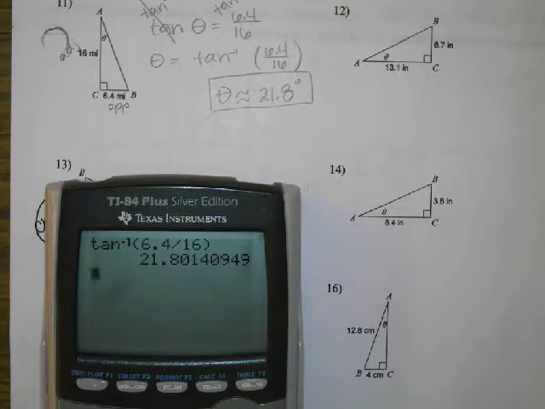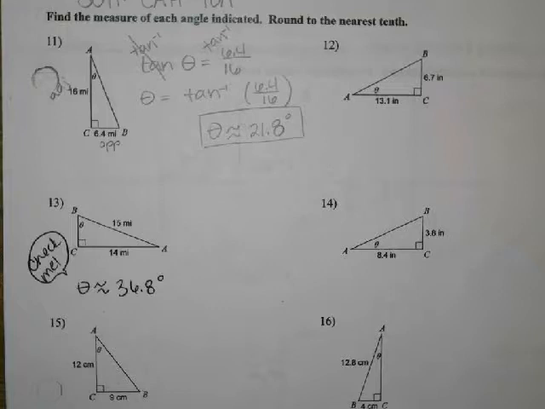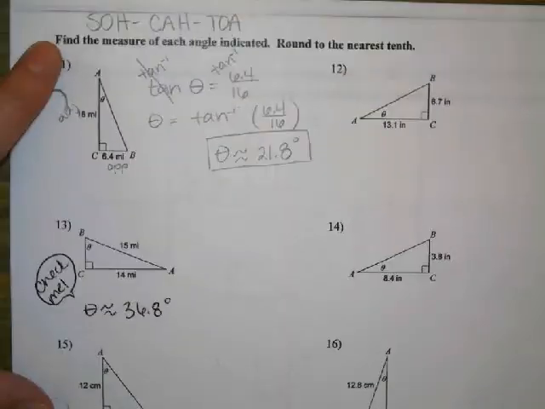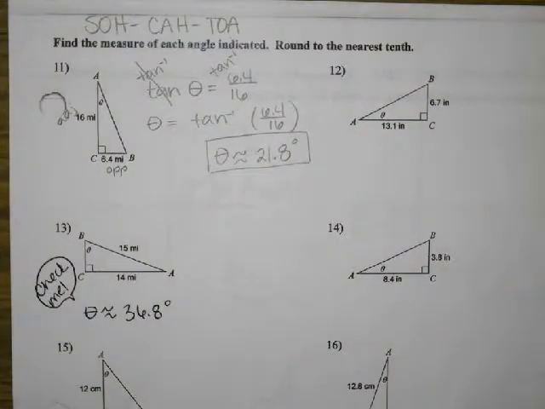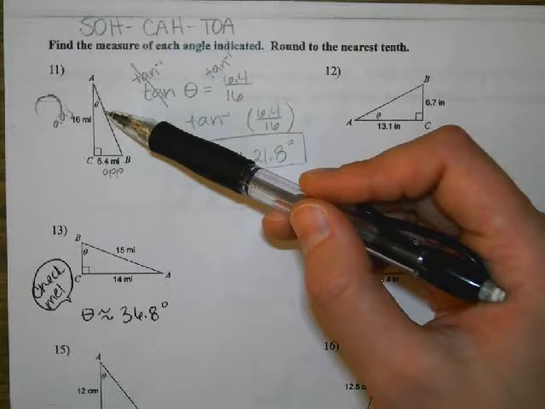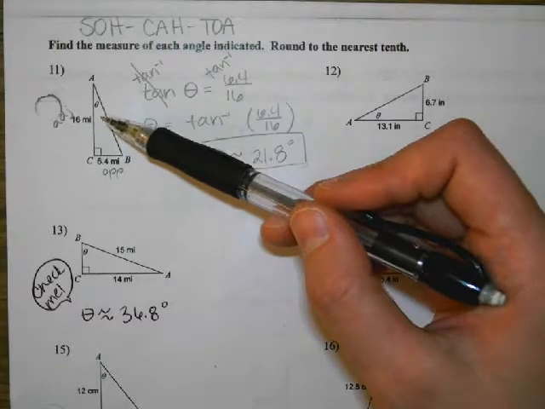All right. Let's jump down to number 16. 21.8. Yeah. So why is it the opposite and then adjacent is split? Because adjacent was on the bottom. It depends where the angle is.